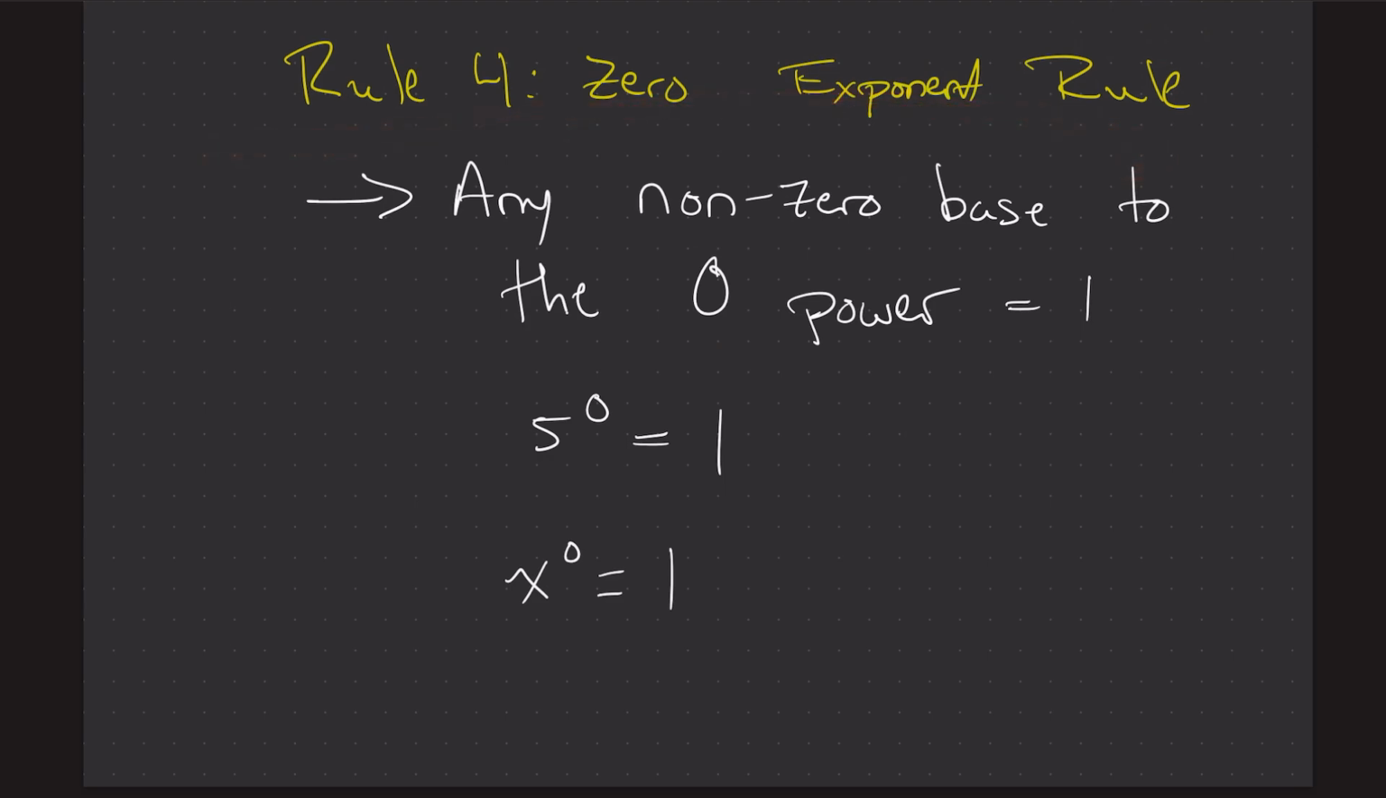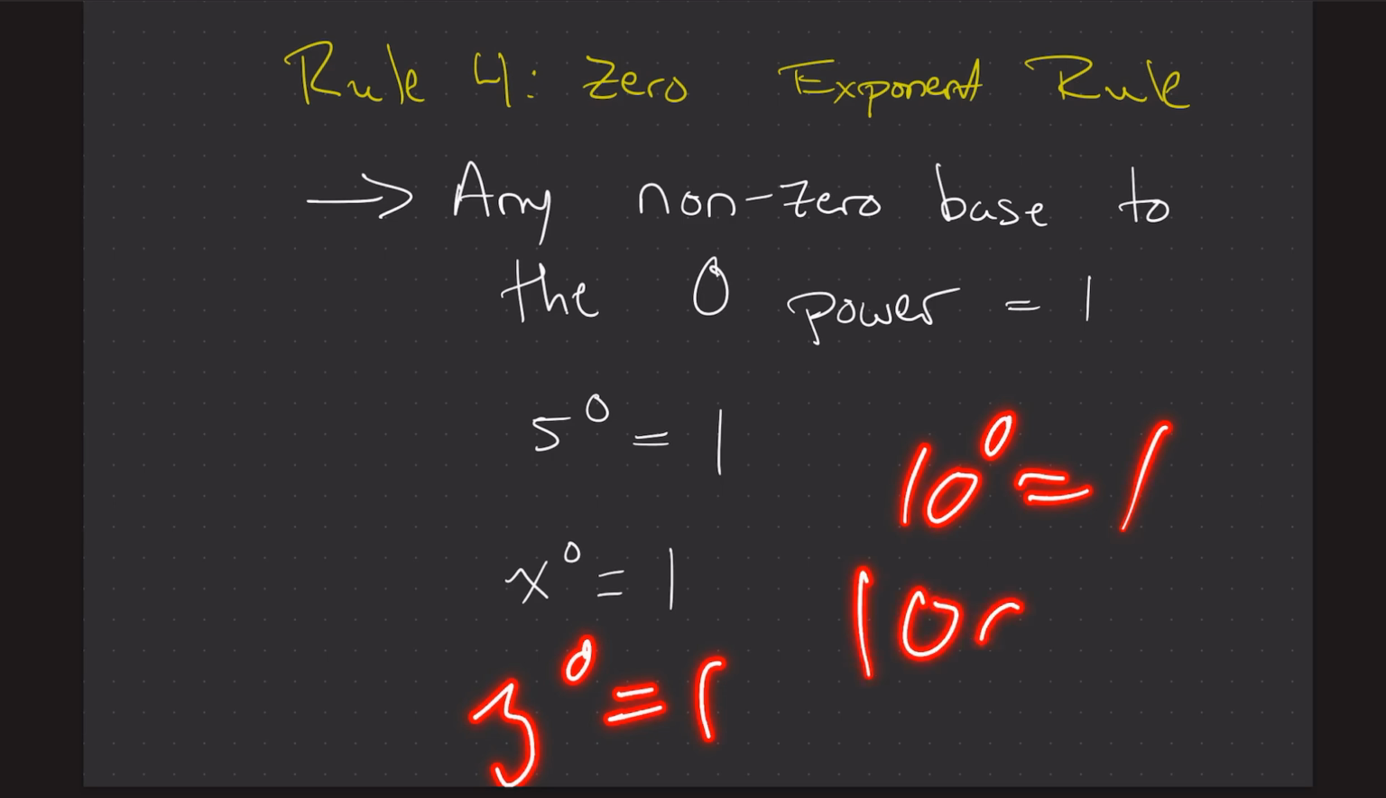Rule number 4 is the zero exponent rule. Any non-zero base to the 0 power equals 1. So 5 to the 0 power equals 1, x to the 0 power equals 1, y to the 0 power equals 1, 10 to the 0 power equals 1, 1,000 to the 0 power equals 1.